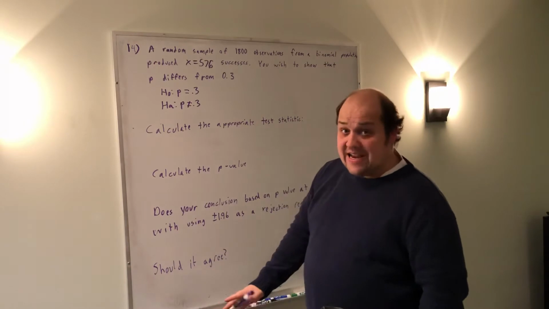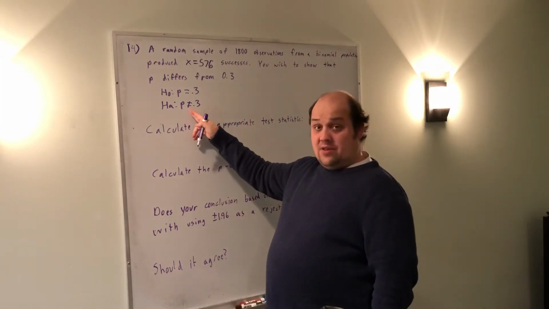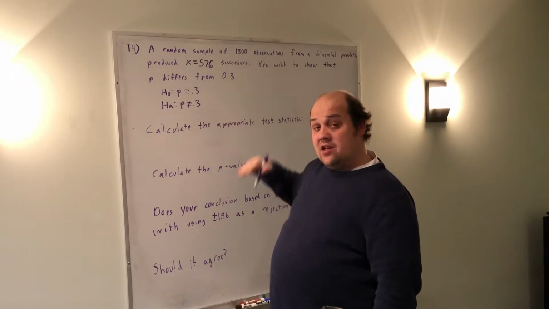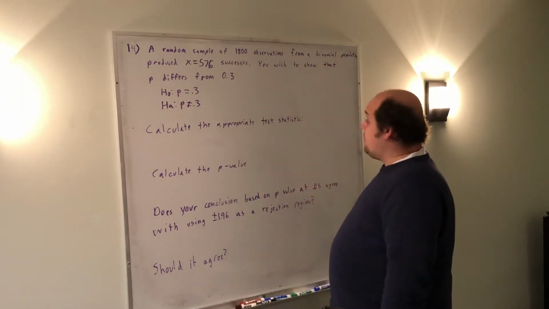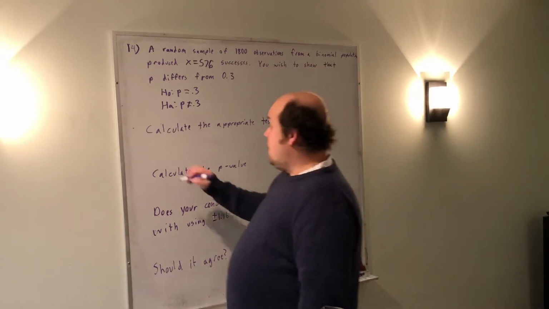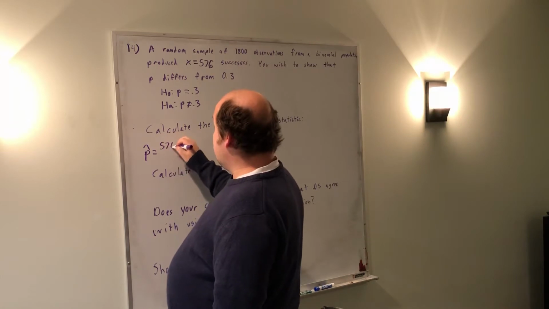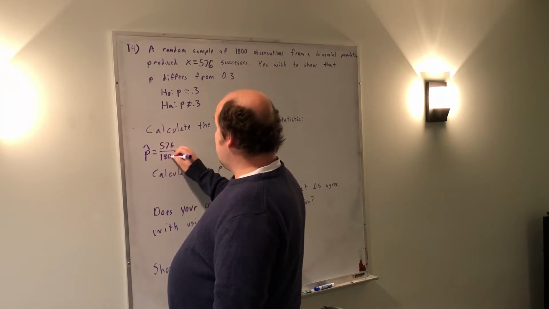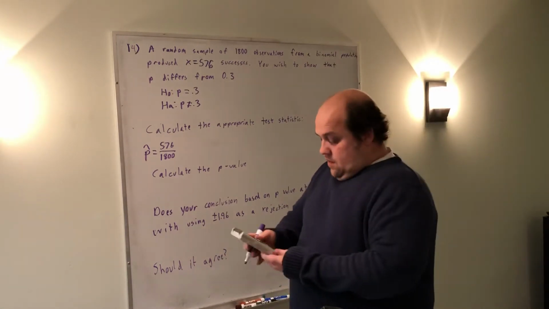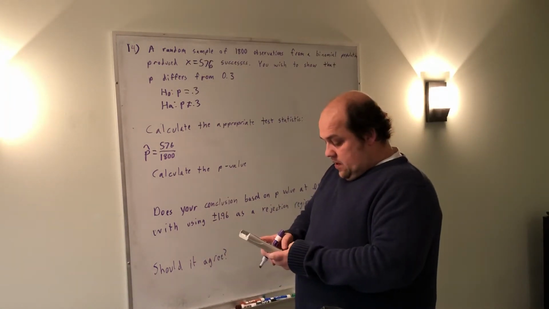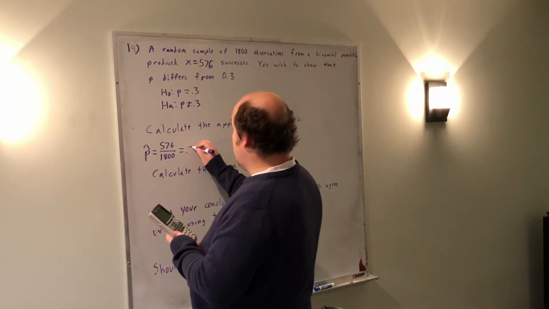Again, the question isn't asking me to fill those in, but I will need to know what this symbol is in order to understand how to interpret the p-value I get below. Here, when it tells me to calculate the appropriate test statistic, I'm going to start by finding p hat, in this case 576 divided by 1,800. When I put that into my calculator, 576 divided by 1,800 gives me 0.32.